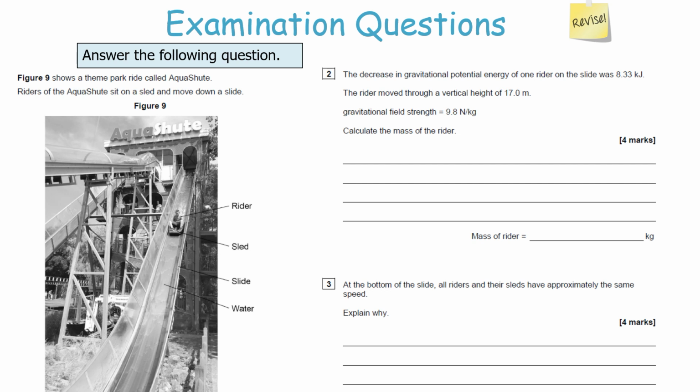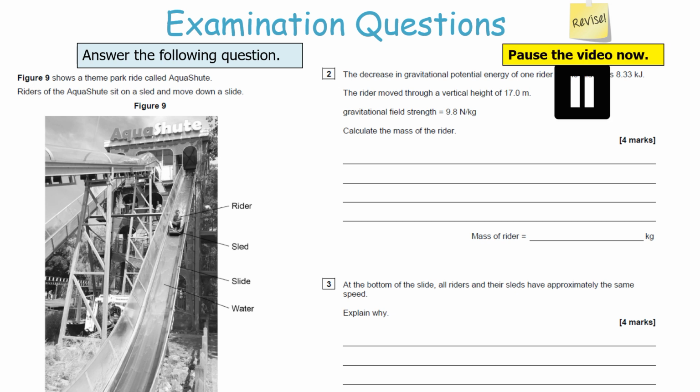The next question says, figure 9 shows a theme park ride called the Aqua Chute. Riders of the Aqua Chute sit on a sled and move down a slide. So the first question says the decrease in the gravitational potential energy of one rider is 8.33 kilojoules. The rider moves to a vertical height of 17 meters. Calculate the mass of the rider. And at the bottom of the slide, all riders and sleds have approximately the same speed. Why? So pause the video now, then unpause the video when you want to go through your answer.